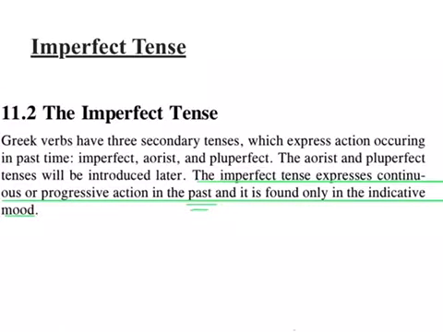So the imperfect tense. The Greek verb has three secondary tenses, which we've already talked about. But the main thing I want you to understand is that the imperfect tense expresses continuous and progressive action in the past, and it is only found in the indicative mood. That's really helpful, especially when we learn all the other moods. So the imperfect is only found in the indicative.